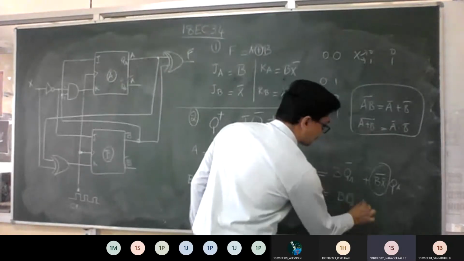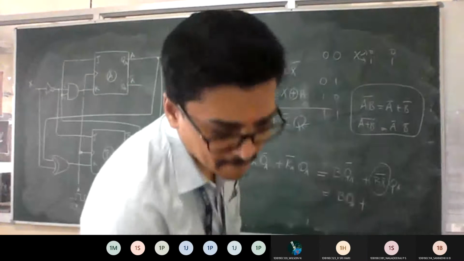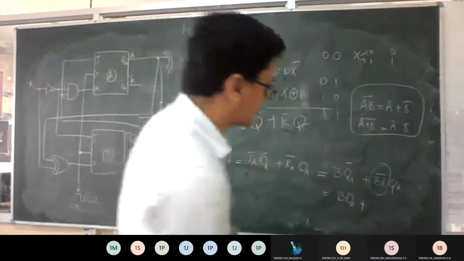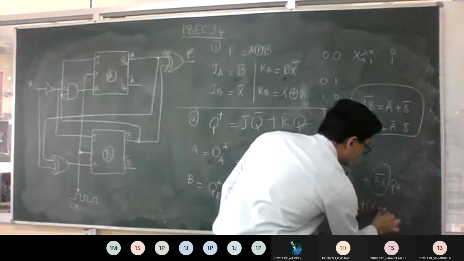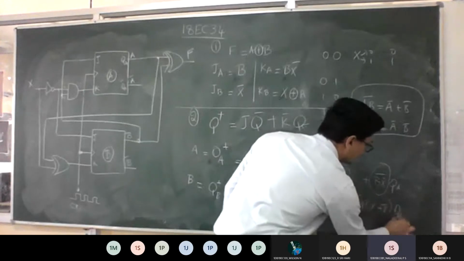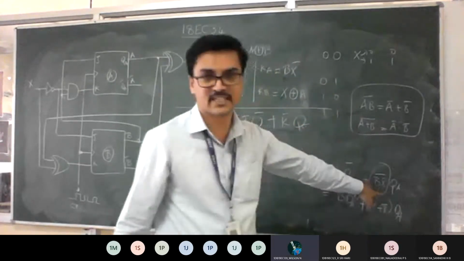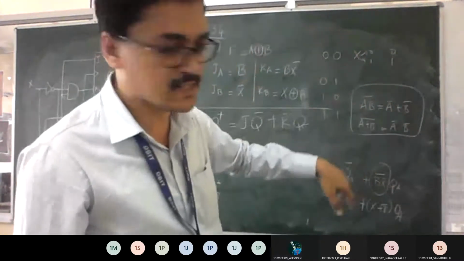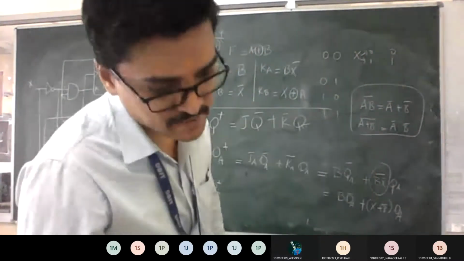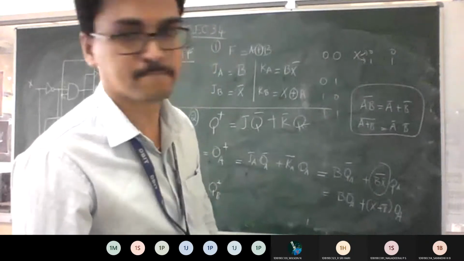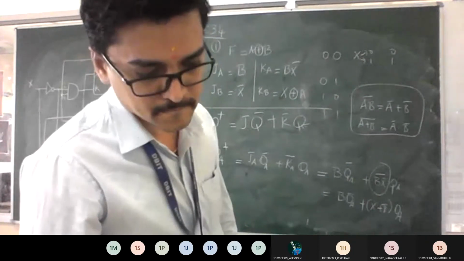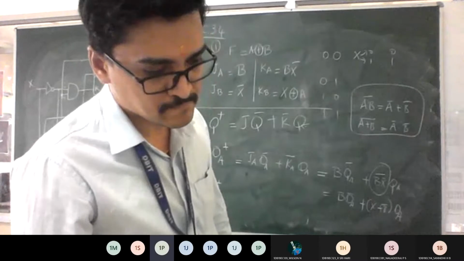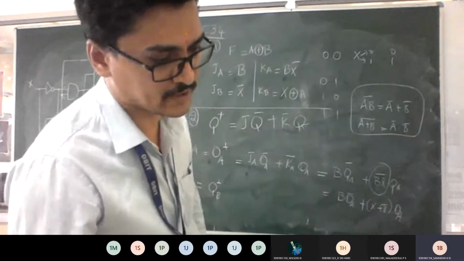A bar B, for this, X plus B bar, into A. I hope everyone got how this X bar becomes X. So the complement bars will get cancelled. Left out is only X plus B bar. Is this fine? Okay, good.